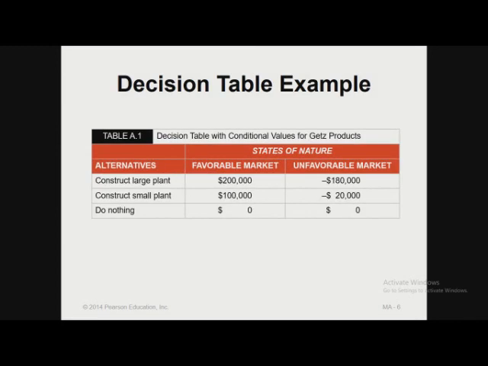The full description of this problem is in the SIM or in the ebook regarding Getz products. Getz products is facing a situation in which they need to choose what to do. Is it first, construct a large plant? Second, construct a small plant? Or third, do nothing? Take note that it is not constant to always consider doing nothing. It is not that in every set of alternatives you always have to include it.